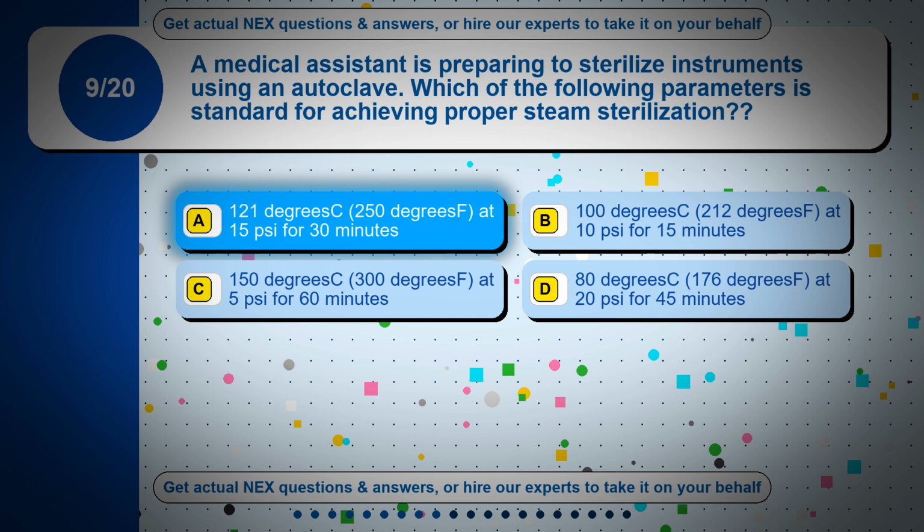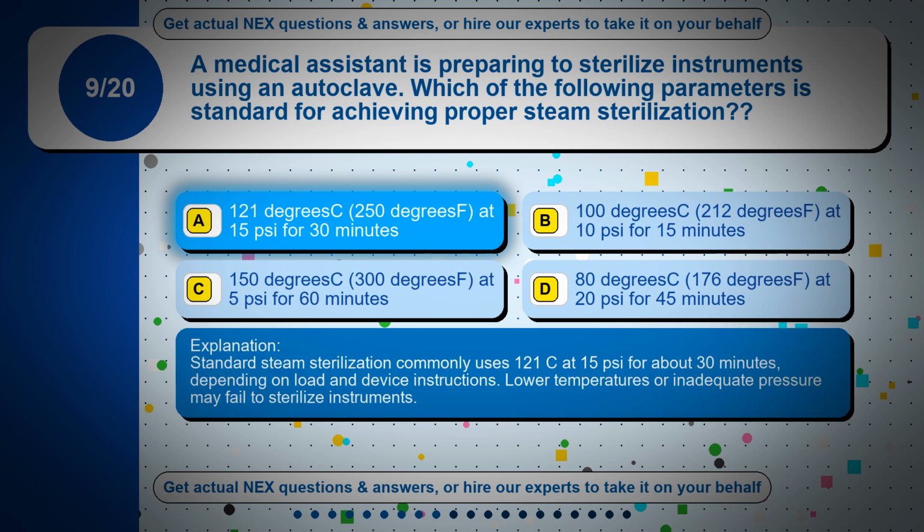121 degrees Celsius, 250 degrees Fahrenheit, at 15 psi for 30 minutes. Standard steam sterilization commonly uses 121 C at 15 psi for about 30 minutes, depending on load and device instructions. Lower temperatures or inadequate pressure may fail to sterilize instruments.